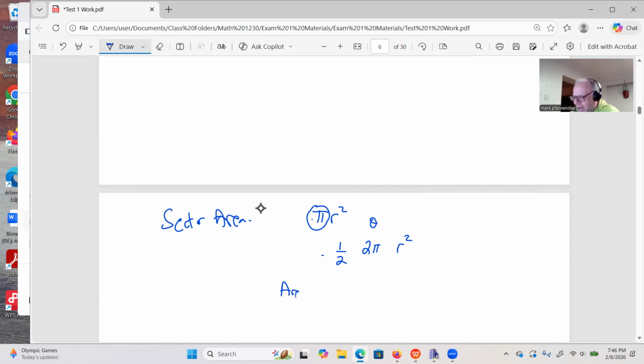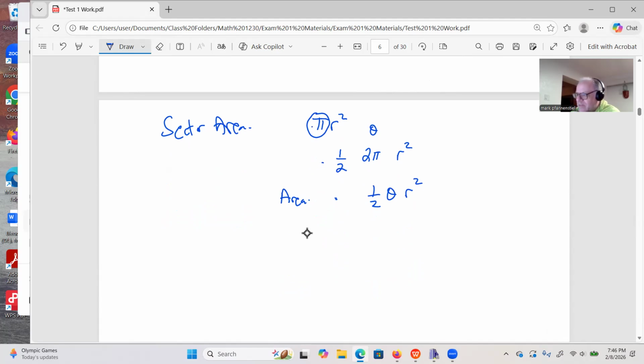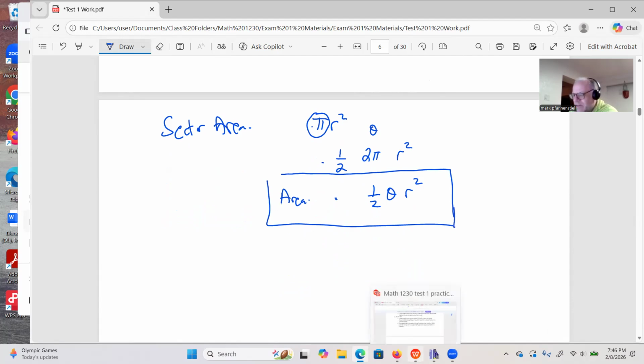So I think my area for a sector is equal to 1/2 theta r squared, where theta is, of course, in radians. That's the first formula you've got to remember. I don't really remember that. I just remember what the area of a circle is, and I back into it from there.